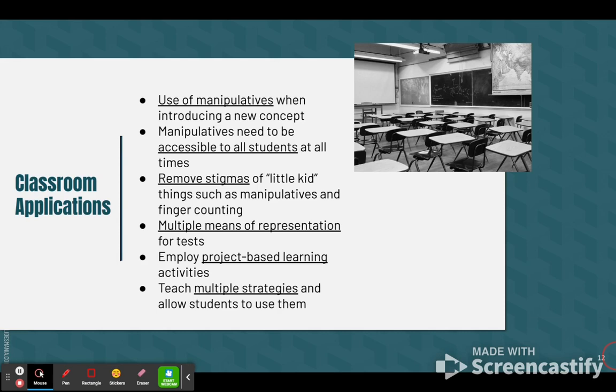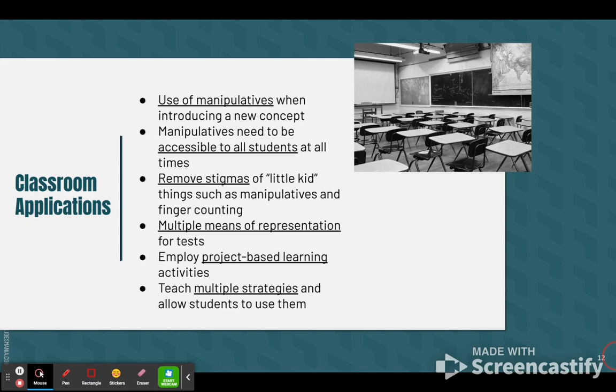Remove stigmas of little kid things like manipulatives and finger counting. Many older students think that using hands-on activities and manipulatives or counting on their fingers is what little kids do, but really encourage students to use whatever works for them. And plus, they will always have their fingers to count on, and I promise you, I don't mean that as a pun. It just kind of came out that way, but yeah, they will always have their fingers no matter what.